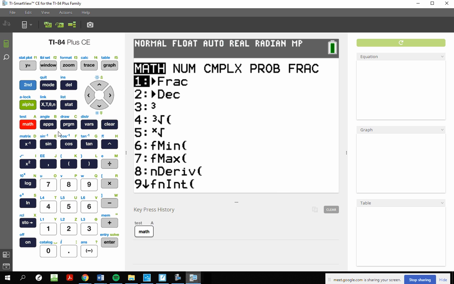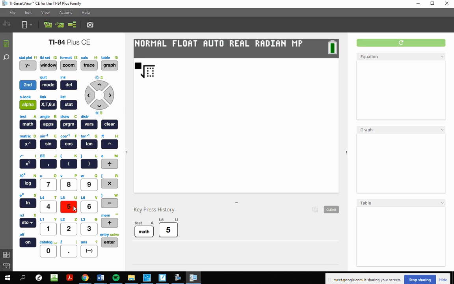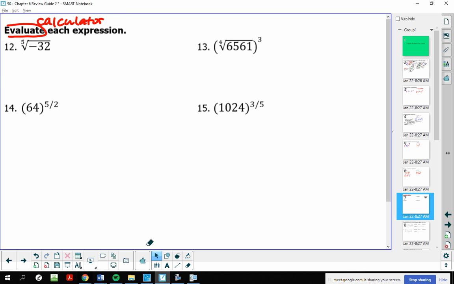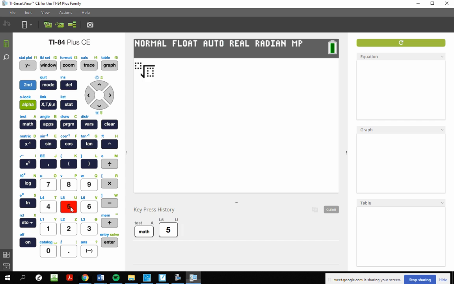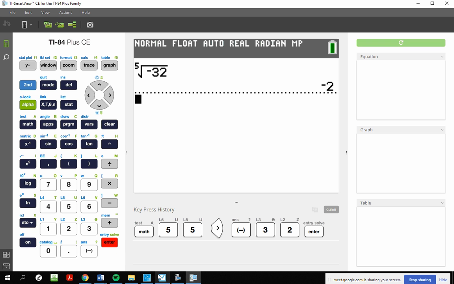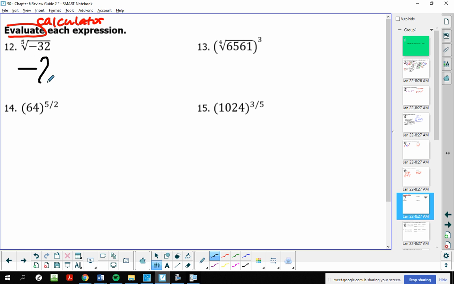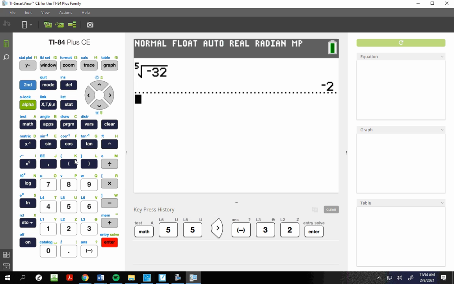All right, so we want math 5 will let us type in any root that we want, and we want the 5th root of negative 32. And we get negative 2. Math 5, and then type in 5, and then negative 32 under the radical. Did you get negative 2? I did. Awesome. Okay, so now we want the 4th root.